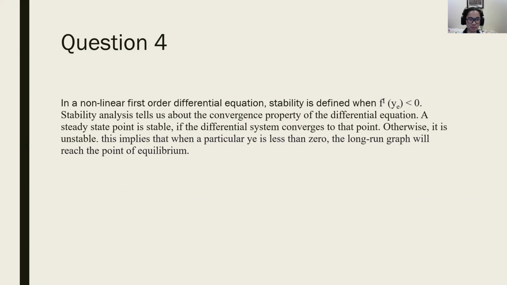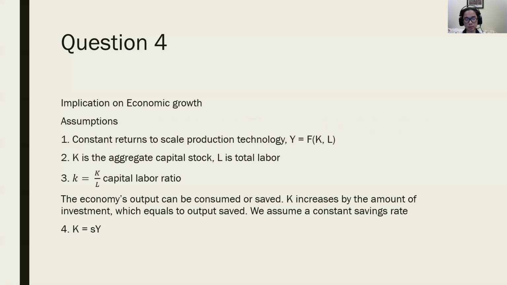Now, a steady state point is stable if the differential system converges to that point. So the graph should go to that particular equilibrium point. Otherwise, it is said to be unstable. This implies that when f prime at a particular ye is less than 0, the long-run graph will reach the point of equilibrium. Now, for the application towards economics, I'm going to use the implication for economic growth. There are a few assumptions.